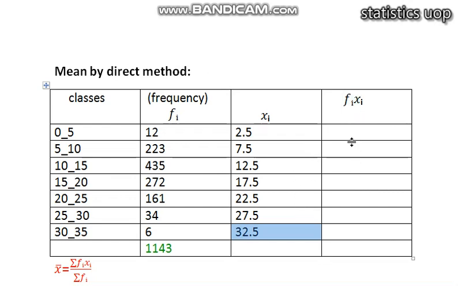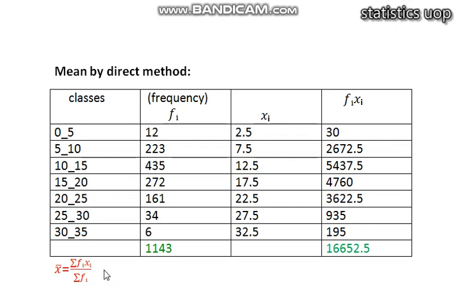Okay, this fi-xi column is very simple. It is the product of fi and xi. You multiply this 12 with 2.5 and get the first value of fi-xi, that is 30. Now by multiplying 223 with 7.5, we get this value. So this is very simple. We obtain this column by multiplying these two columns. Okay, this is the sum of the fi-xi column and this is the sum of the fi column.